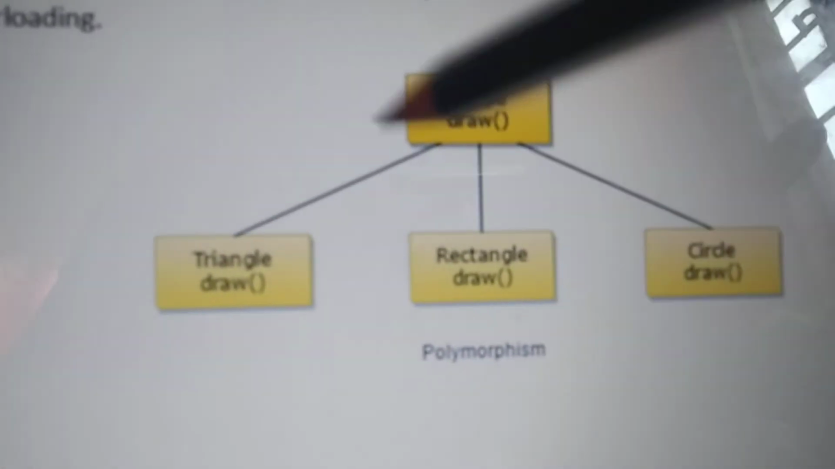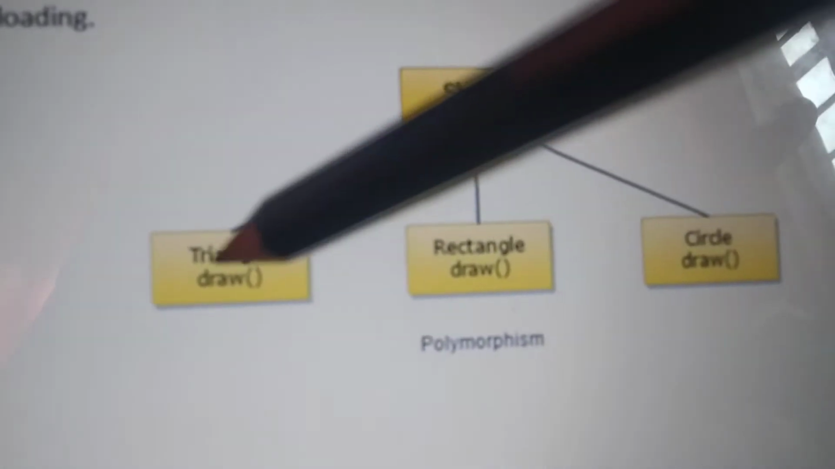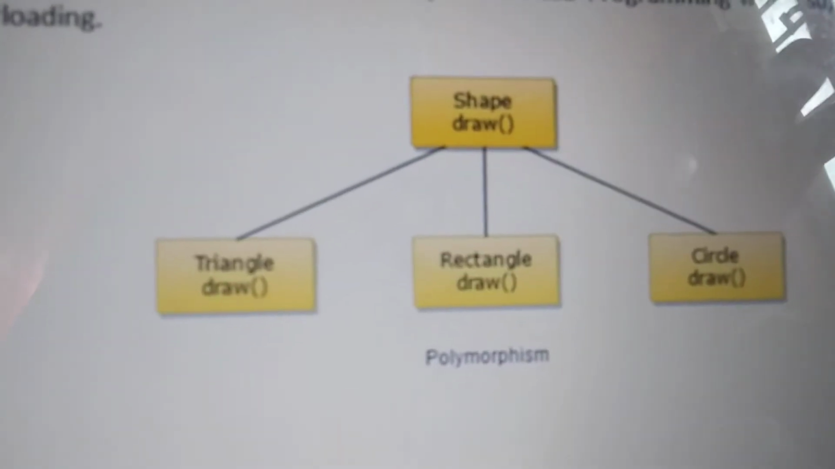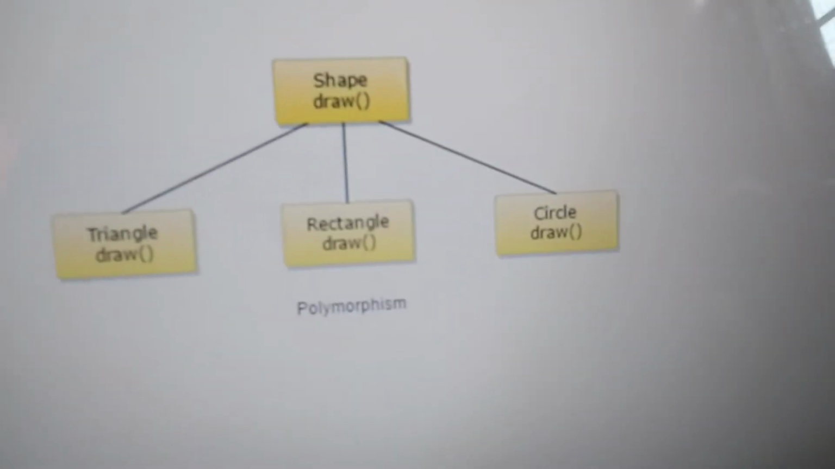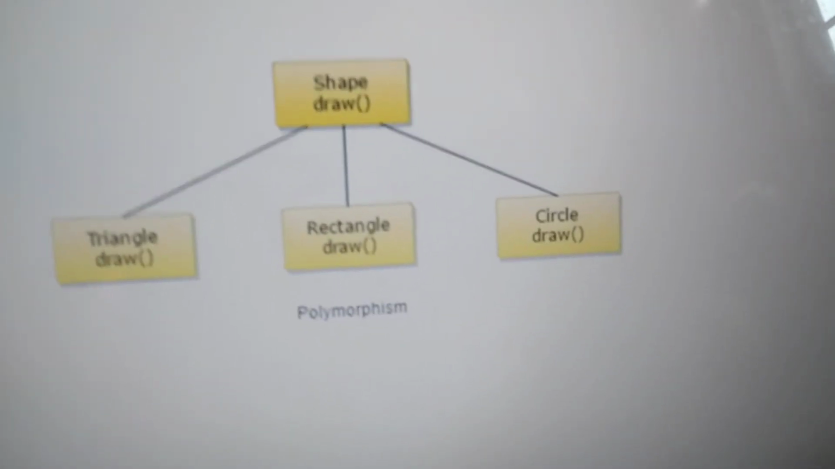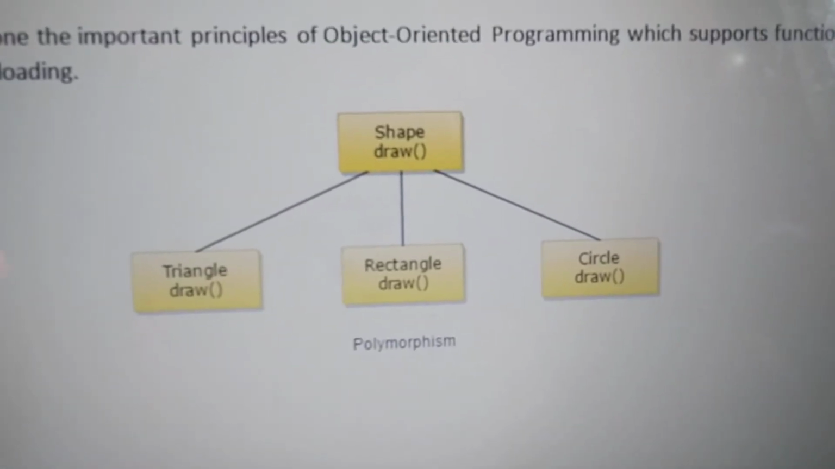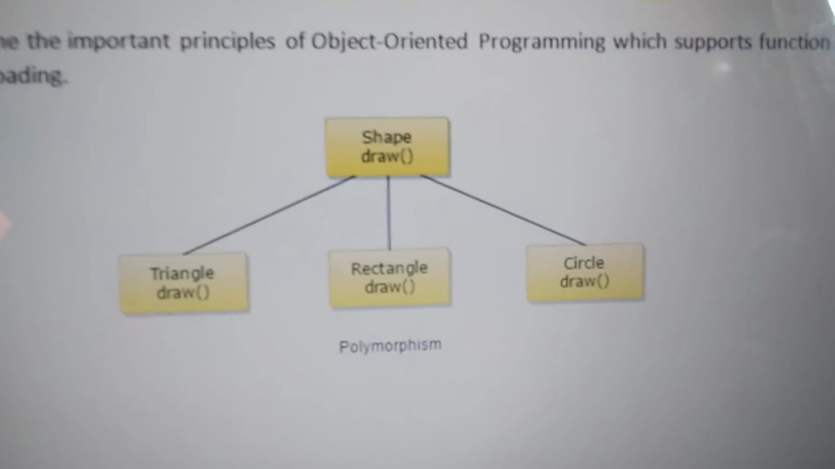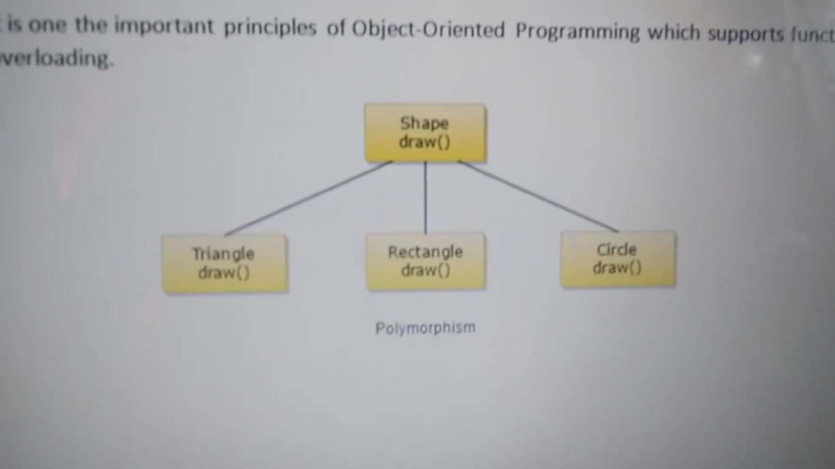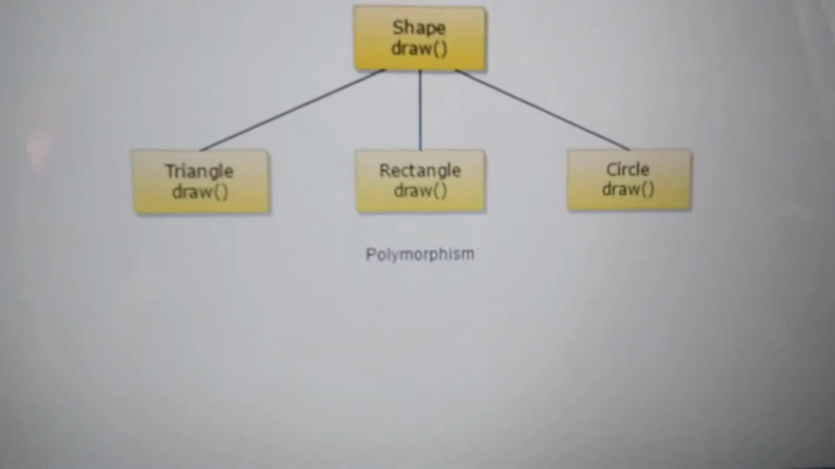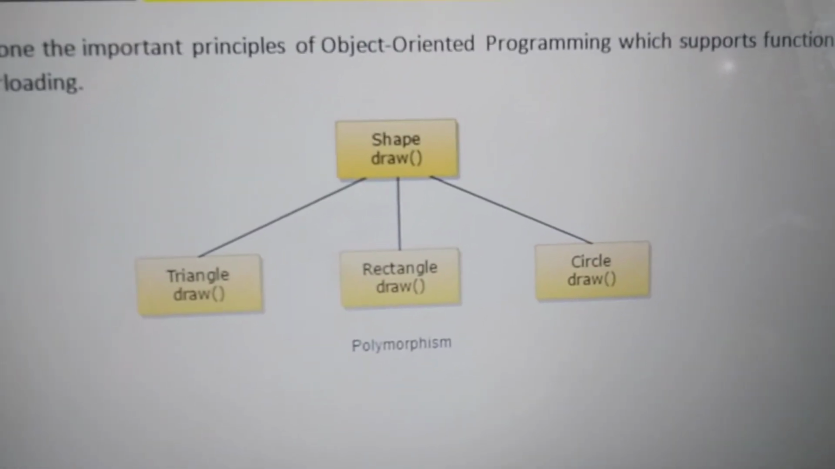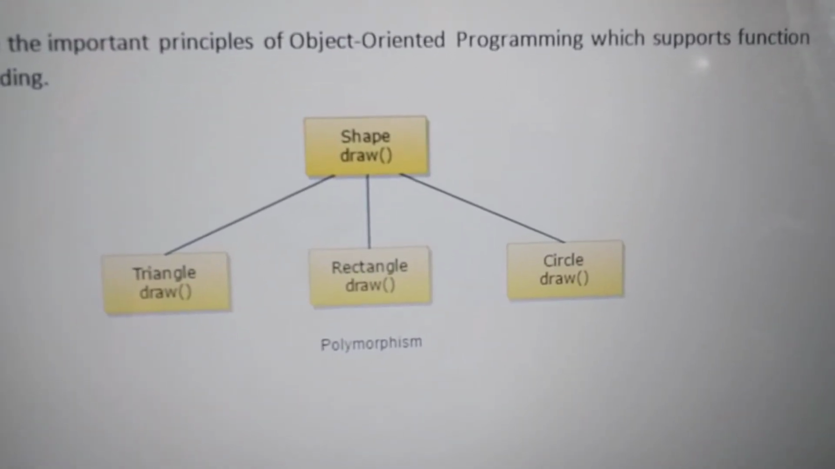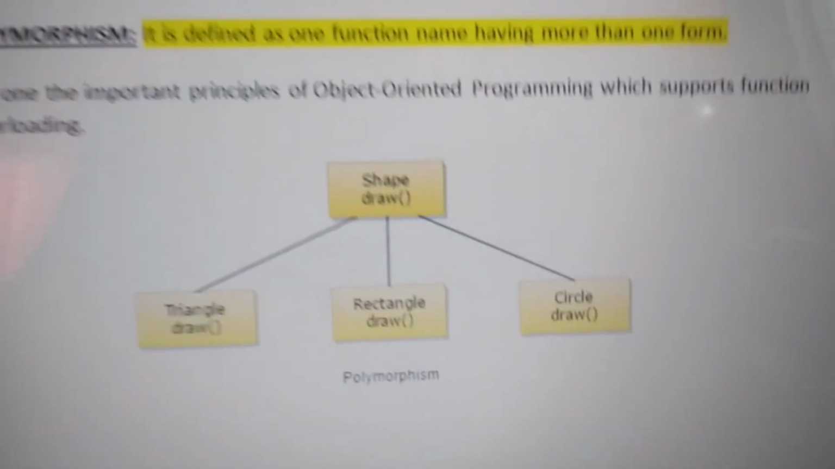Though the triangle's shape may be different, the function name is the same. See out here, all of them have the same function name, though their internal work may be different. So can we use such a facility in our programming language, so that by using just one name, we can do so many works? Clear? So now let's go to the definition.